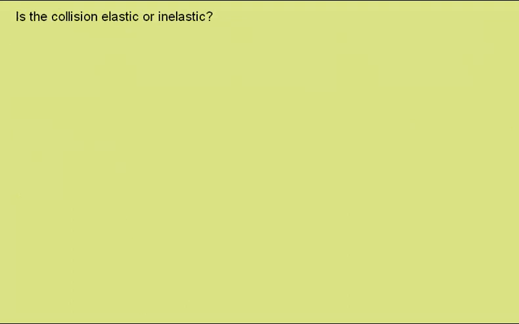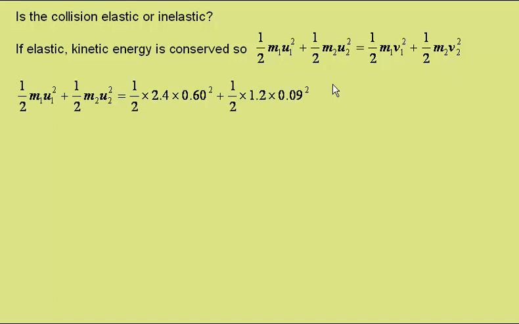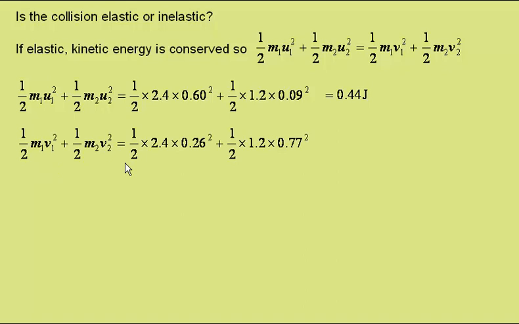Is this collision elastic or inelastic? Well, if elastic, the kinetic energy is conserved, so we'll find that the kinetic energy before the collision equals that after the collision. We can find the kinetic energy before the collision as half times the mass of object 1 times the speed of object 1 squared, plus the same for object 2, gives us half times 2.4 times 0.6 squared, plus half times 1.2 times 0.09 squared, an initial kinetic energy of 0.44 joules. The final kinetic energy, given by this expression, is again 0.44 joules. So in this case the collision is elastic.